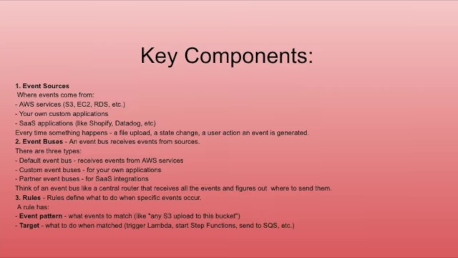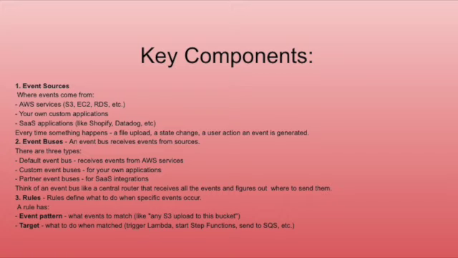So the way it works is EventBridge has three main components. The event sources, where events come from, like the AWS services, your own custom applications, and SaaS applications. So every time something happens, a file upload, a state change, a user action, an event is generated.